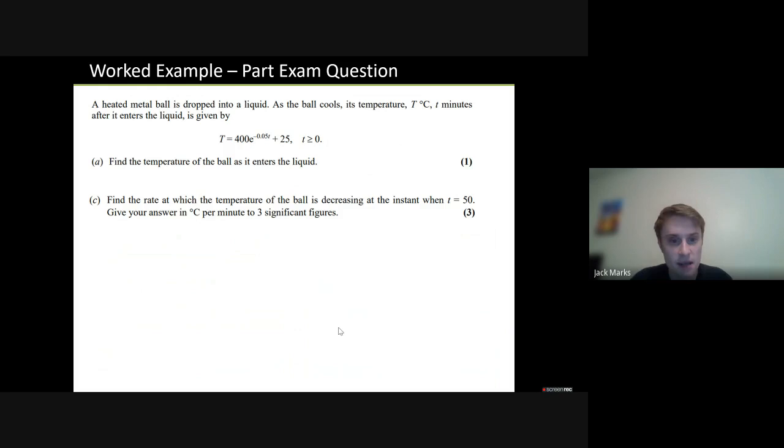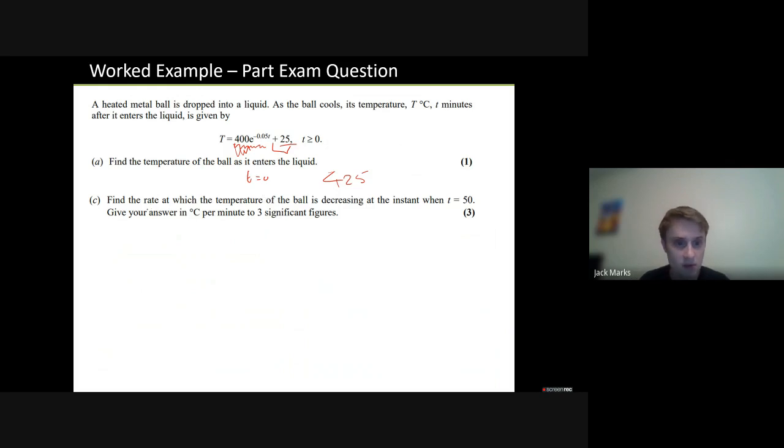Okay, a couple more examples for you. So find the temperature as this thing enters the liquid. So as it enters, this is a T equals 0 question again. Notice in this context, it doesn't just have this part here. It also has a plus 25. So don't be tempted to just jump to saying 400 straight away. It's actually 425. You get 400 there, and you get 25. This is what the questions normally look like.